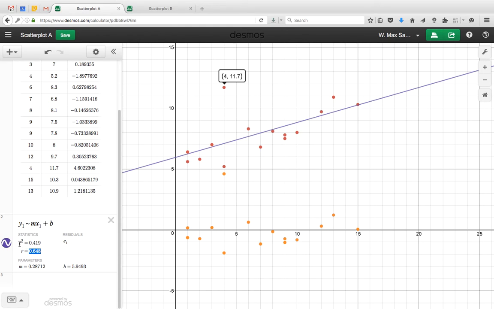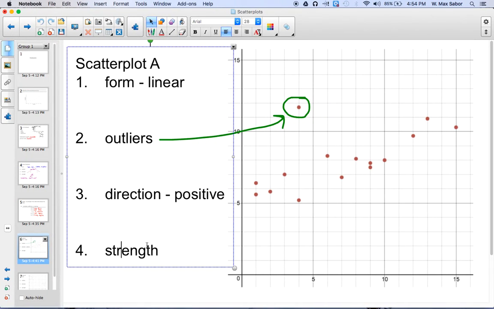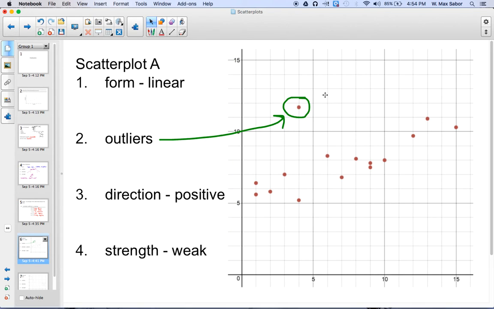And then lastly, we want to look at how strong it is, and that's by looking at the R squared value. The R squared value, I'm not sure if you can read it, is 0.419, 419 thousandths. So that is a weak correlation, and I think part of that is the outlier affecting the correlation. But there is a correlation, and it is weak, positive, and linear. So that's how we analyze a graph.